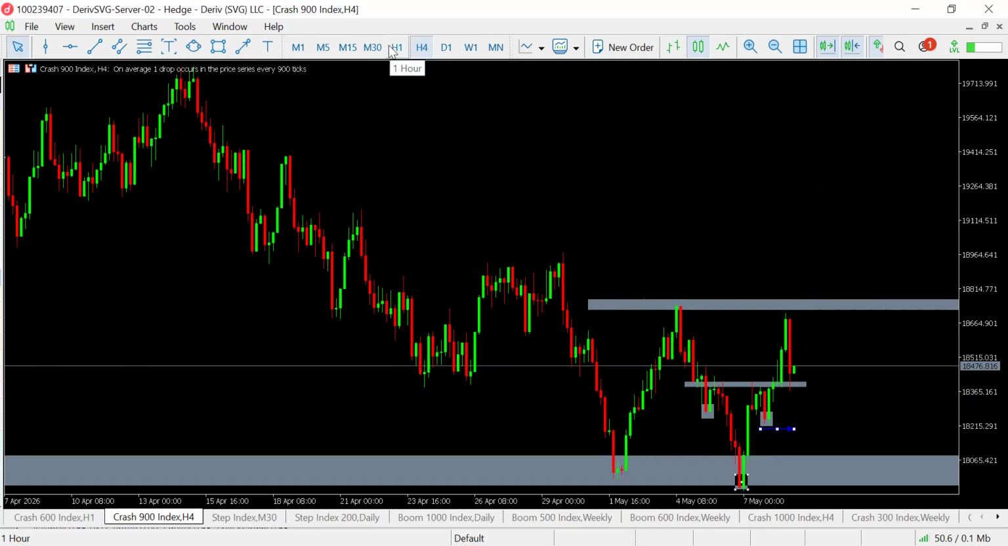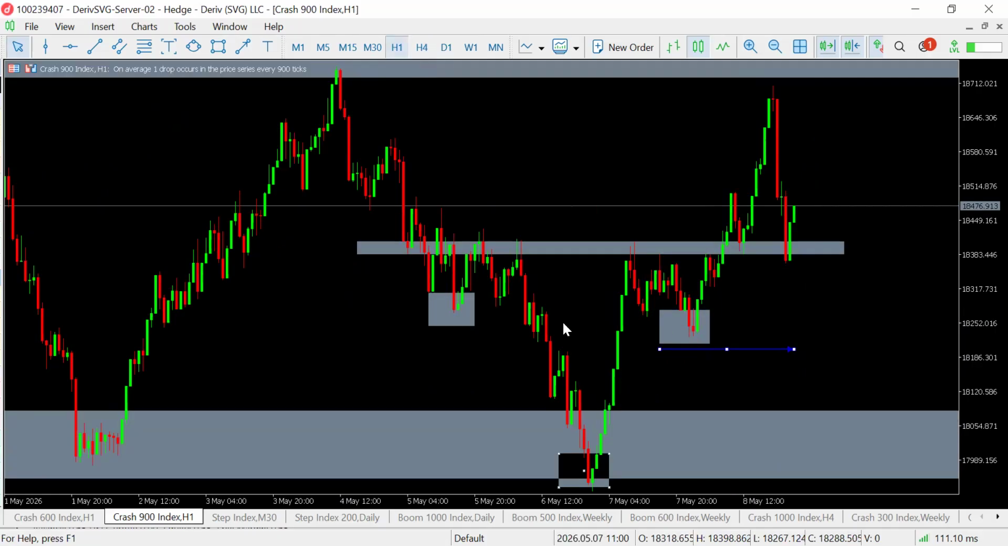To make it even clearer, you can go to the 1 hour time frame, and now you can see the left shoulder, the right shoulder, the head, the neckline. Price blew above the neckline, came back to retest it, and now we have buyers pushing price upward. So without wasting much time, this is what I see on the Crash 900 index. If you're lucky enough to see this, I'll be posting this video immediately.